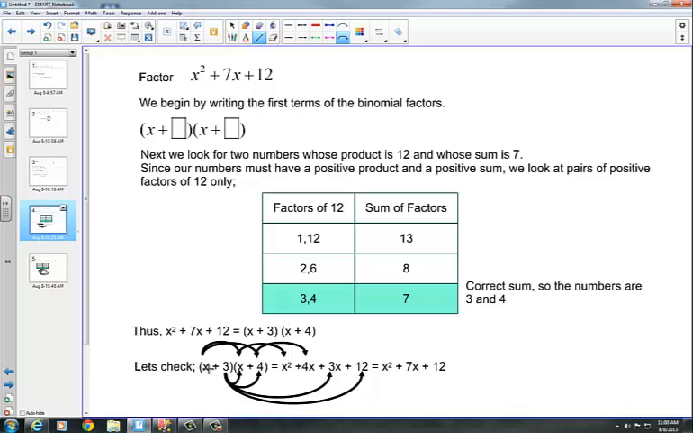Let's check. X times x is x squared. Then we have 3 times 4, which is 12. And then 3x and 4x. So we have x squared plus 4x plus 3x plus 12. If we combine both of these, it is 7x plus 12.